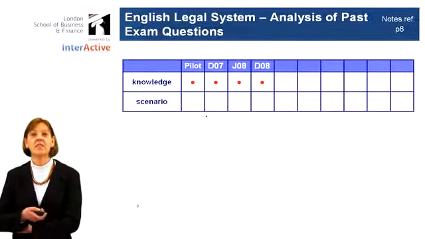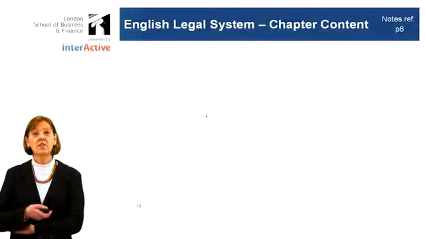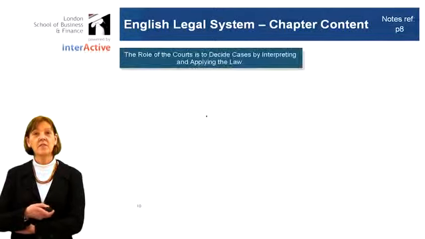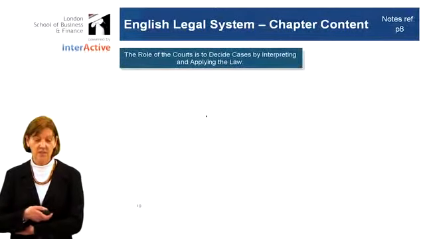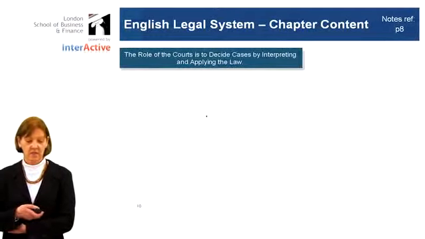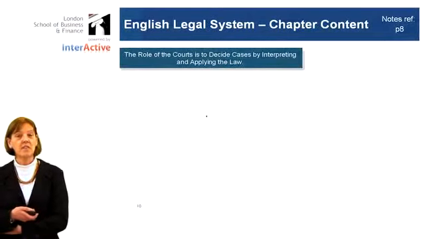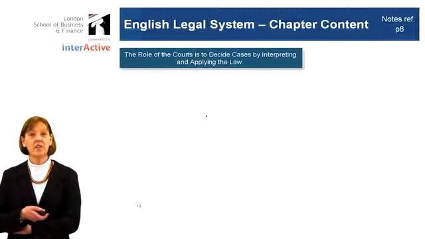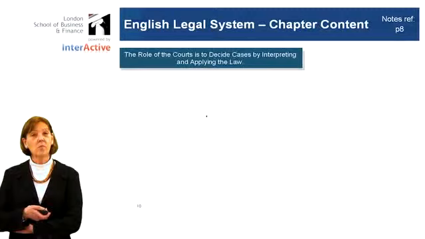So what have we got to cover in English legal system? I'm now going to give you just a little bit of an introduction to the topics before we hit them in detail. And I've summarised the whole of the English legal system by saying that the role of the courts, that's the judges, is to decide cases by interpreting and applying the law. So what is this law that the judges are interpreting and applying?